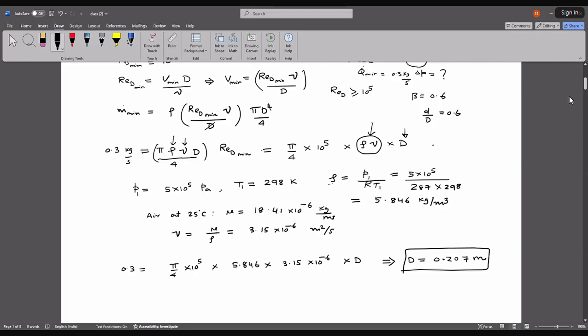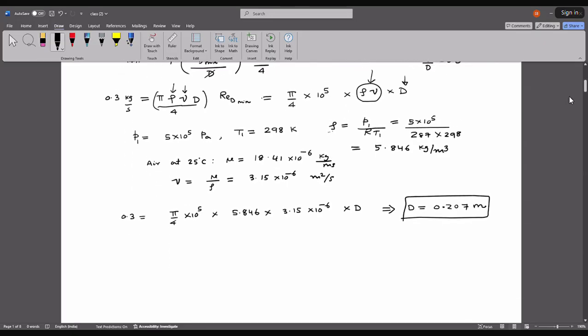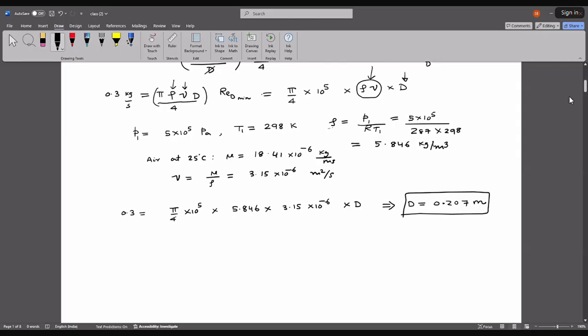0.207 meter. Okay, so now knowing D, we can find out the orifice diameter, because beta is given. So beta is given as 0.6, which is basically d by D. And so this is basically 0.6 equal to d by 0.207. So the orifice plate diameter d is basically 0.124 meter.